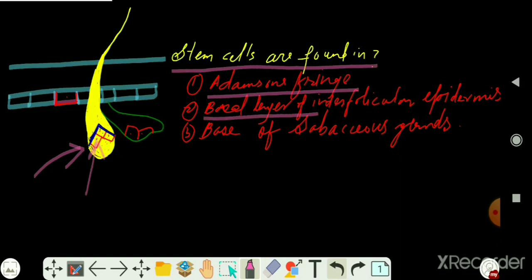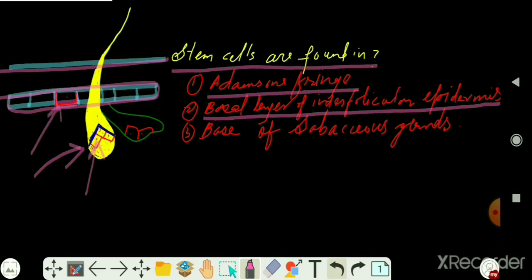They are also found in the basal layer of the interfollicular epidermis, which means the basal layer of the epidermis which is between two hair follicles. Let's see here, this is the epidermis and this is the basal layer of the epidermis. In the basal layer of the epidermis, this cell you can see in red color is the stem cell. Stem cells are also found in the base of sebaceous glands. This is the sebaceous gland. In the base of the sebaceous gland there is the presence of stem cells.